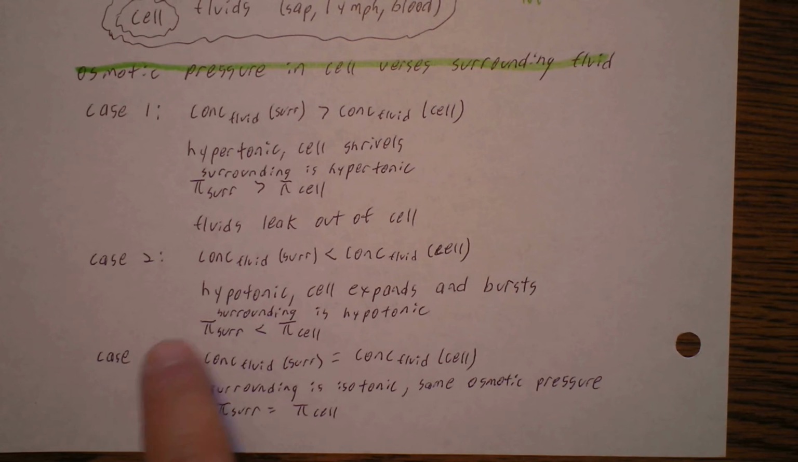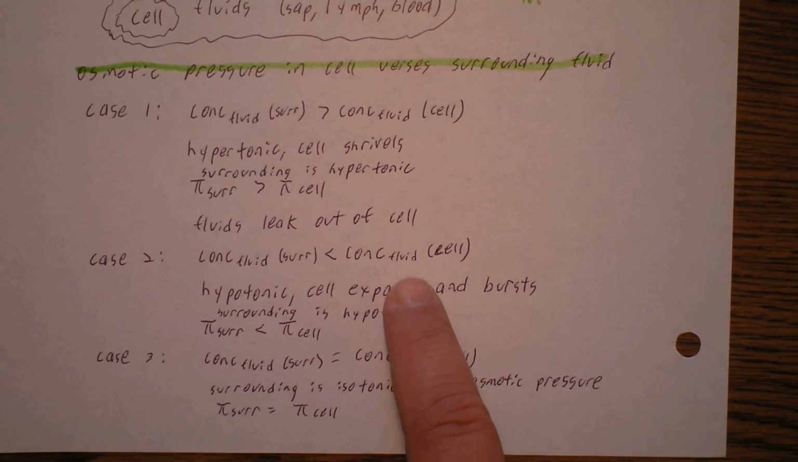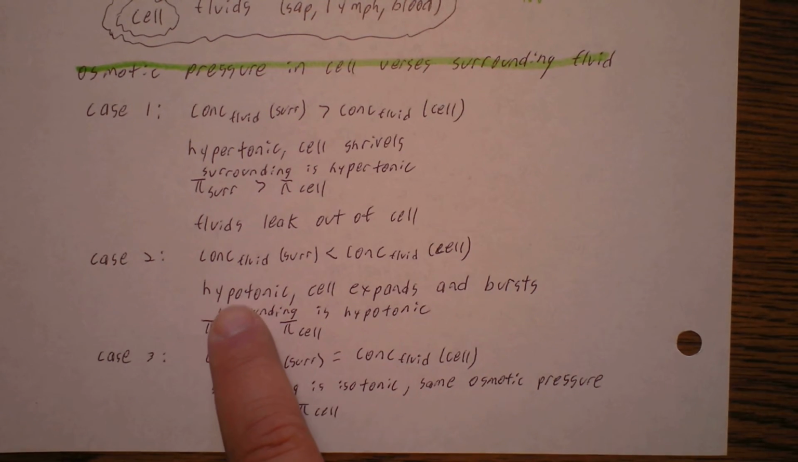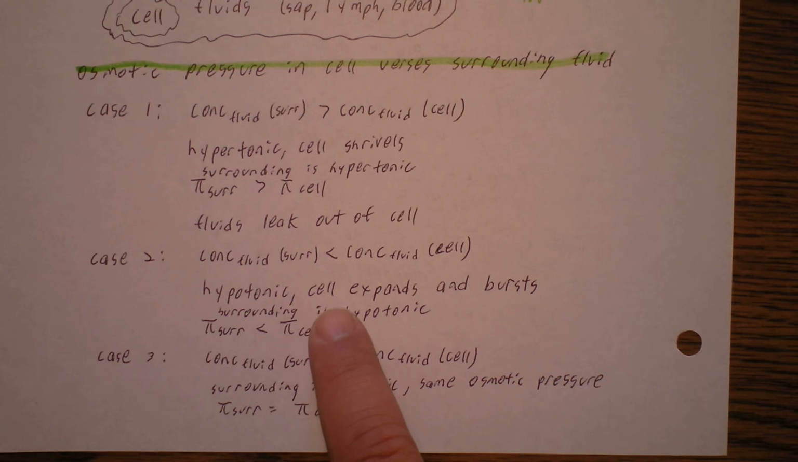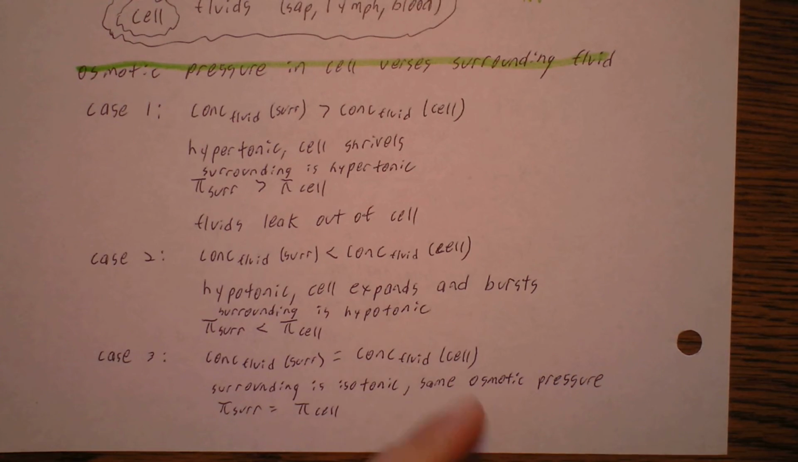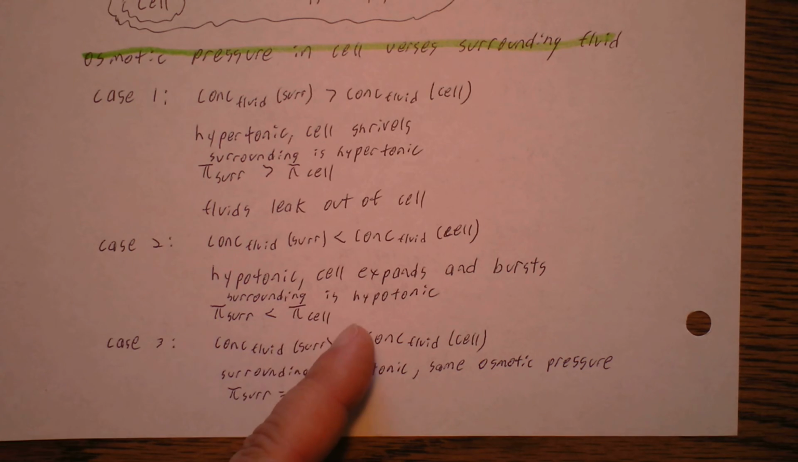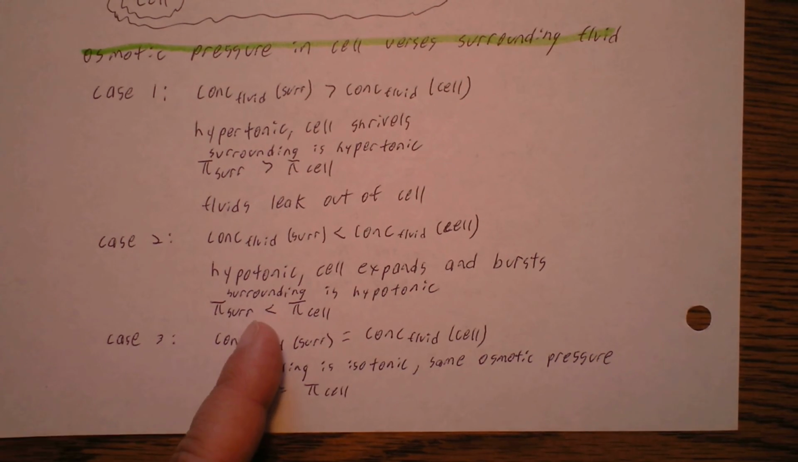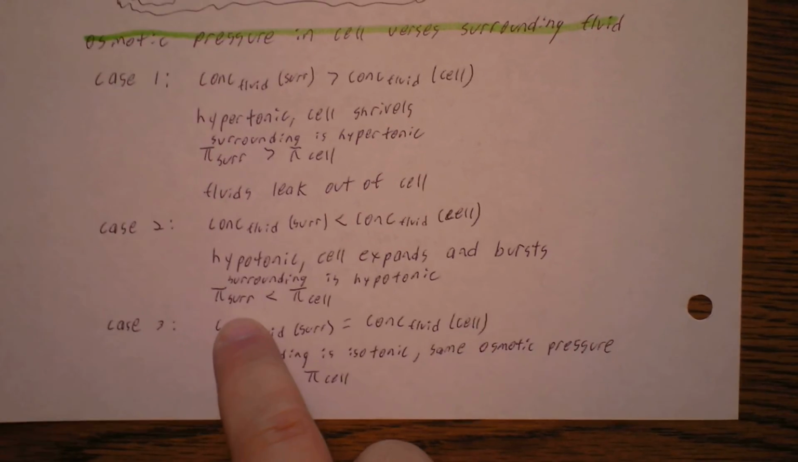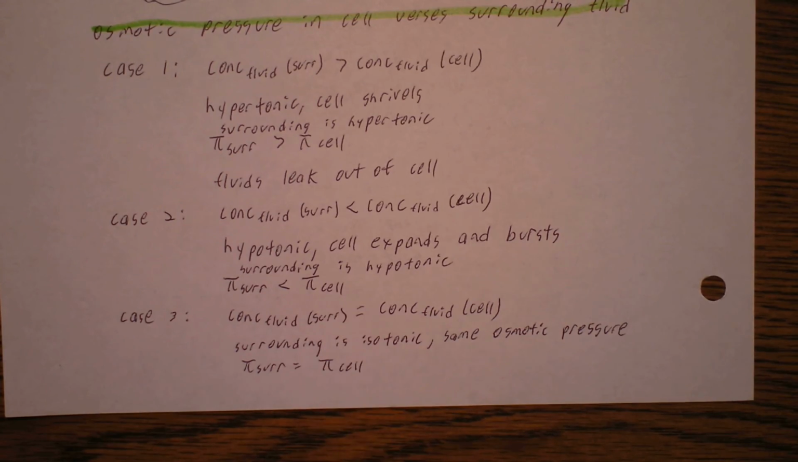Now the second possibility, if the concentration of the fluids in the surroundings is less than the concentration of the fluids in the cell. Well, then we say it's hypotonic, and the cell is going to expand, because it's going to soak up liquid. The fluids go into the cell, and it just keeps growing and growing until the cell can actually burst. So we say the surrounding is hypotonic. That means the osmotic pressure of the surroundings is less than the osmotic pressure in the cell.